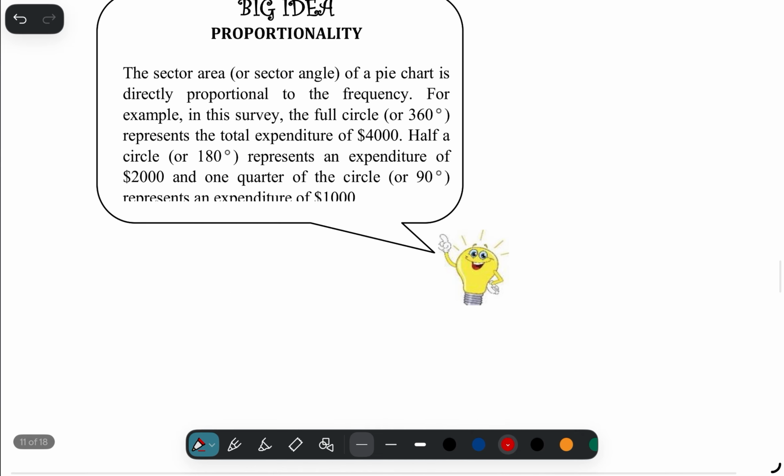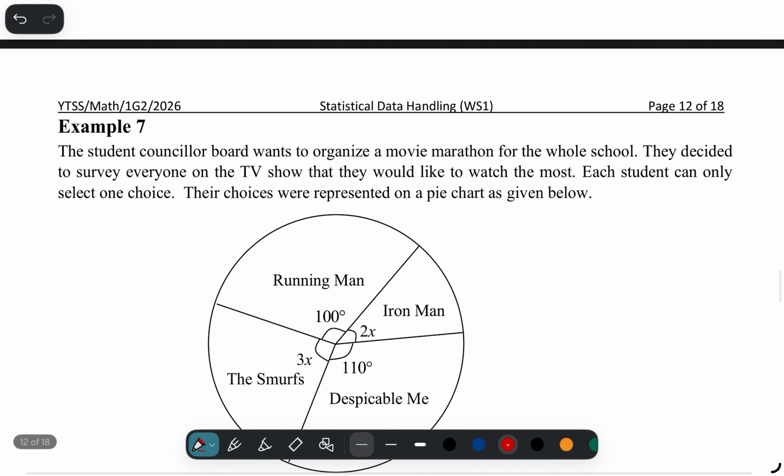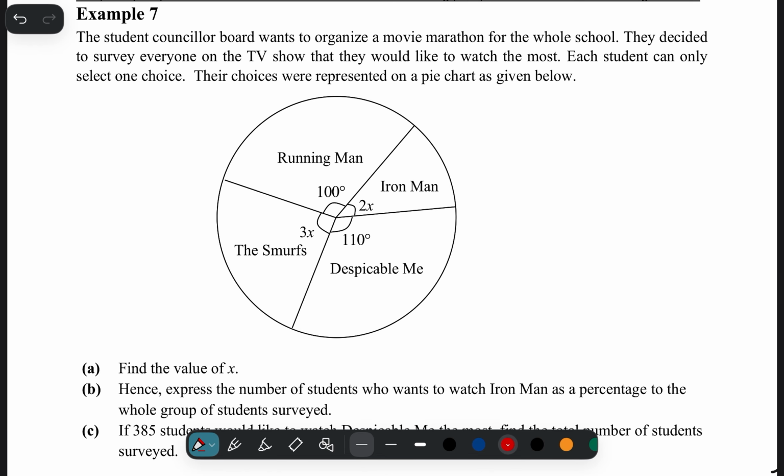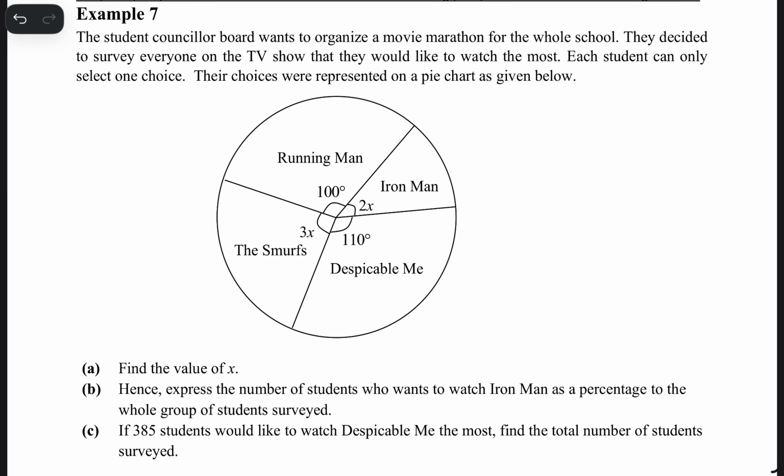Alright. Let's now look at page number 12, example number 7. A student councillor board wants to organize a movie marathon for the whole school, so they decide to survey everyone. Each student can only select one choice, and their choice will be represented on a pie chart shown below. Find the value of x.